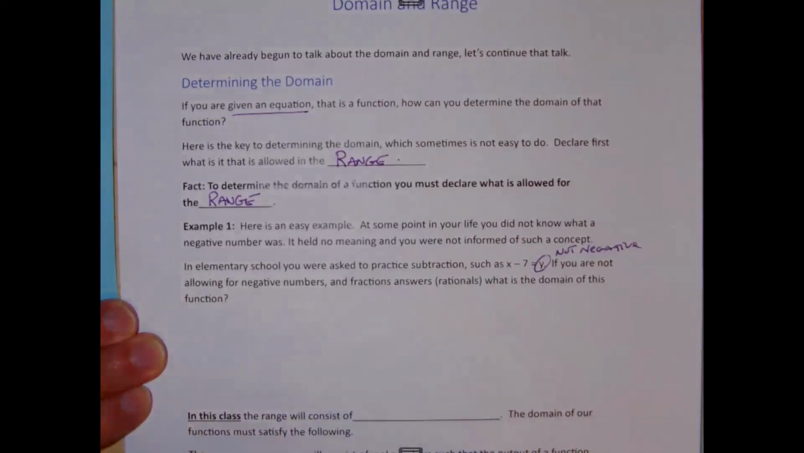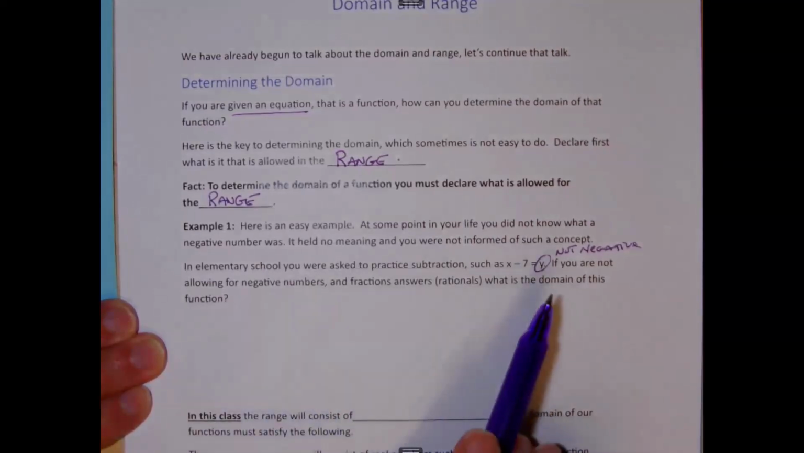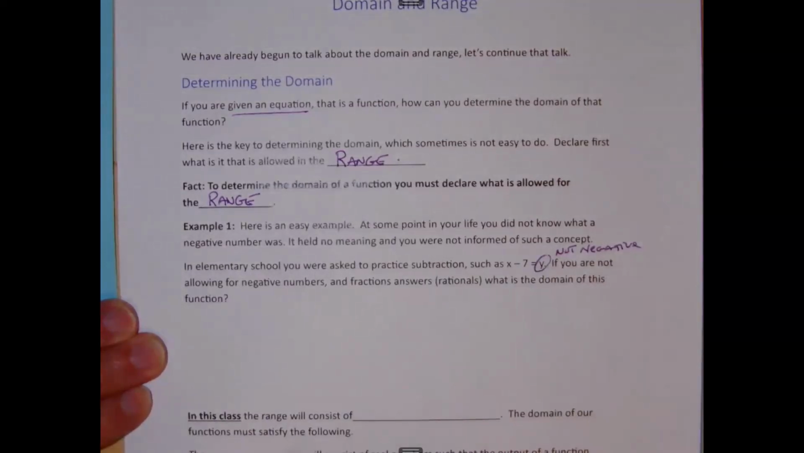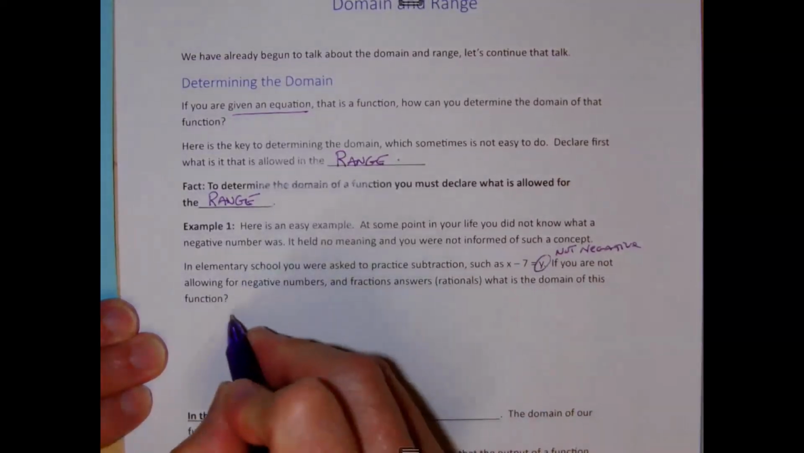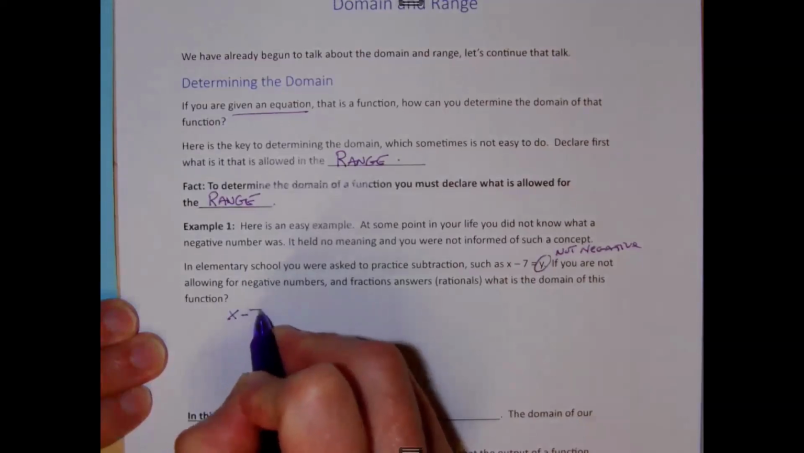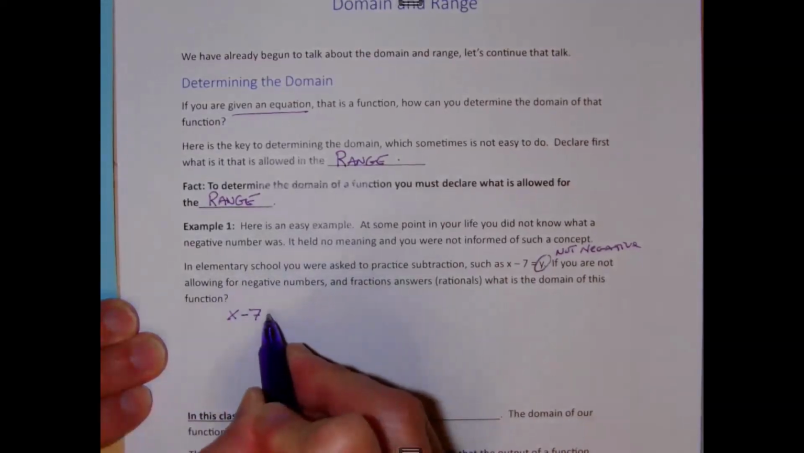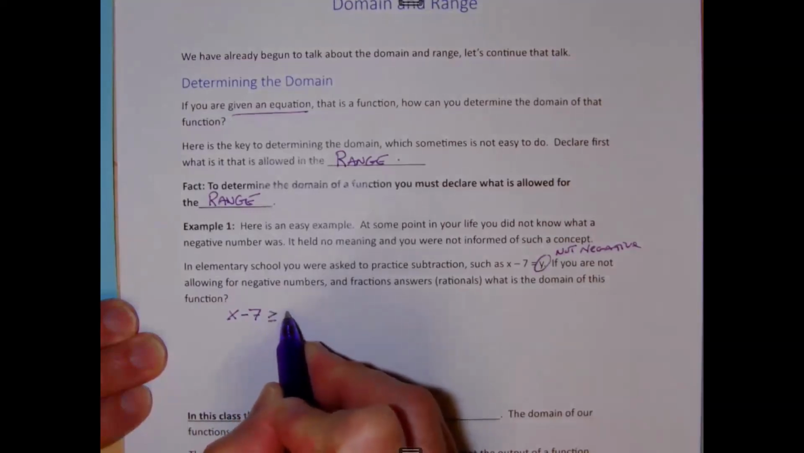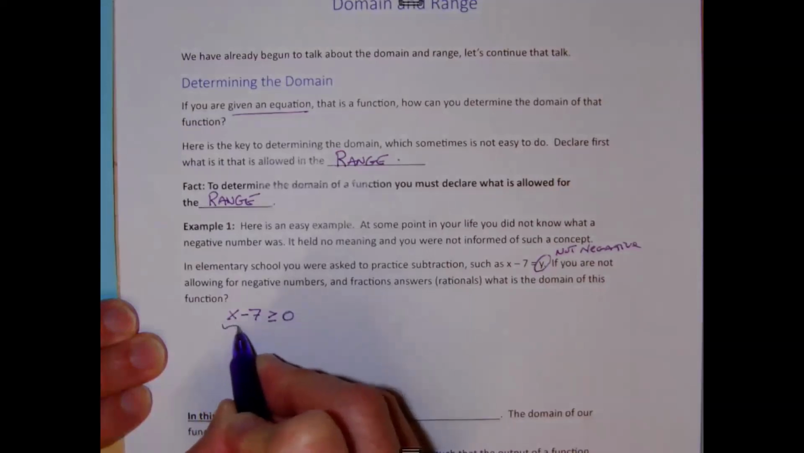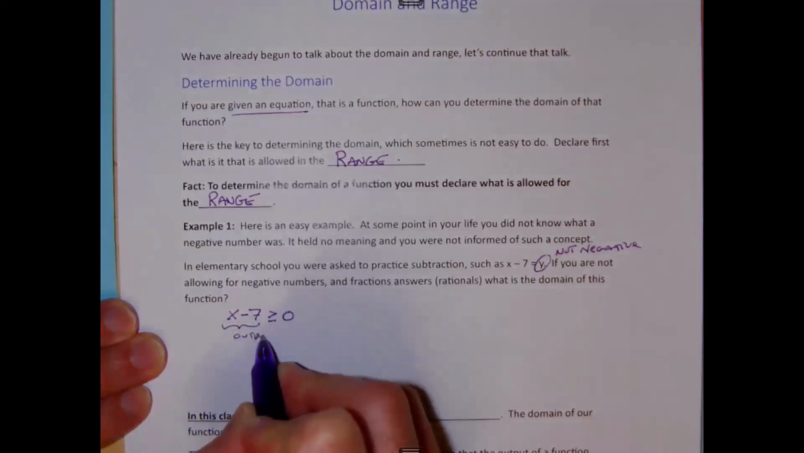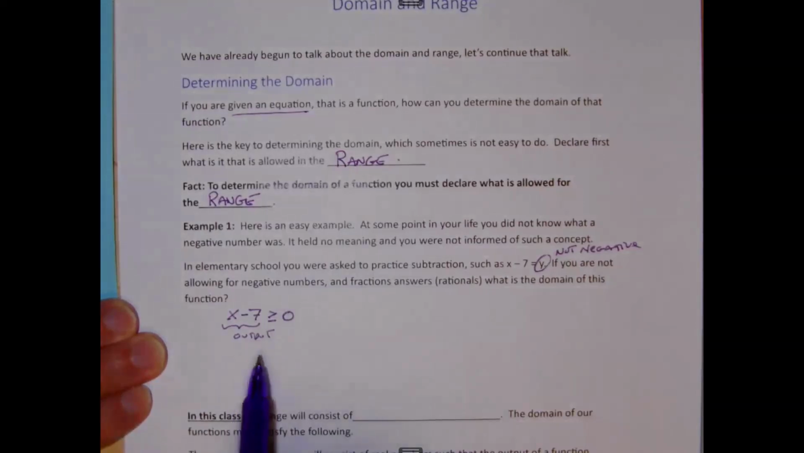And no fractional answers. What is the domain of this function? So what can you allow here if you're not allowing fractional answers, and this cannot be negative? Well, if it cannot be negative, that's one thing we can talk about: this must be greater than or equal to 0, right? In other words, this whole thing represents the output, and we need it to be greater than or equal to 0.